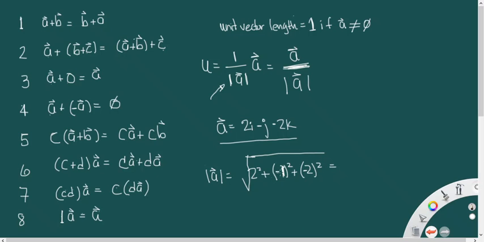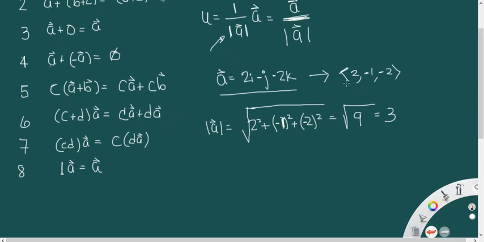Okay, if we do the operations inside this square root, we will come up with the square root of 9, which equals 3. So the length for vector A equals 3. It is the same if you have this vector in this standard basis notation or the component notation, which is 2 comma minus 1 comma minus 2. So it is the same, I'm just changing the notation. I need to use both because we are going to be working with both notations.